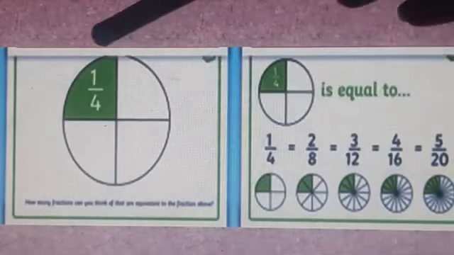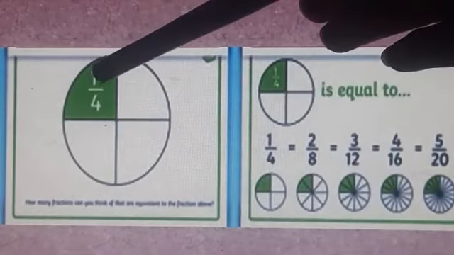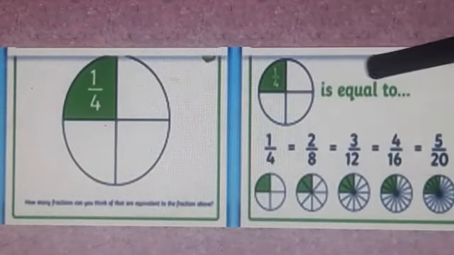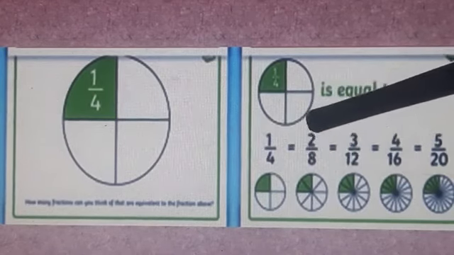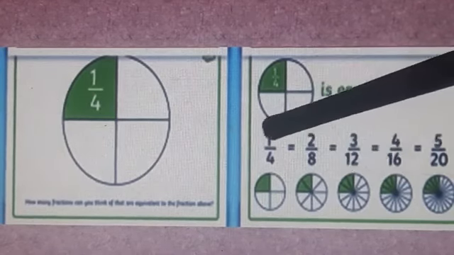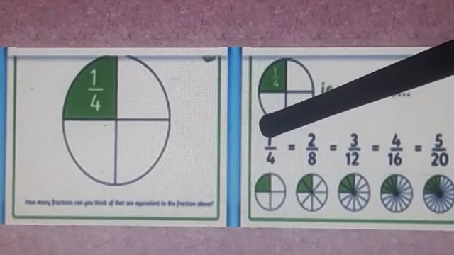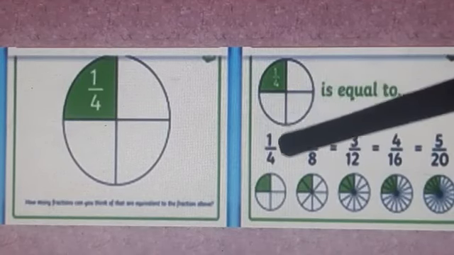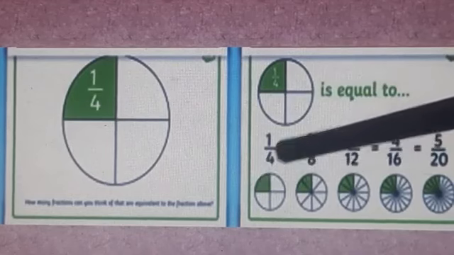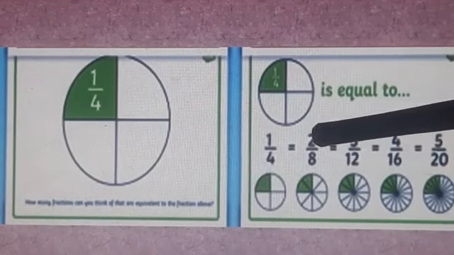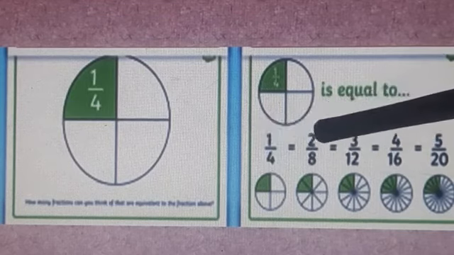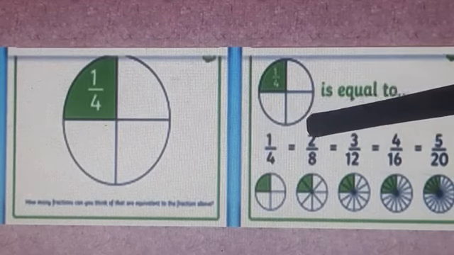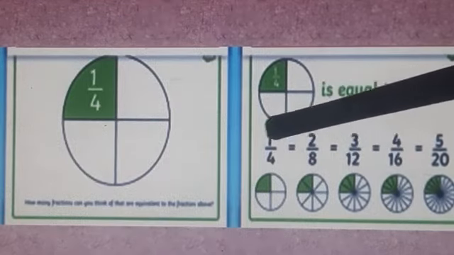The circle is divided into 4 equal parts. 1 part is shaded, so it is 1 upon 4. Now 1 upon 4 is equal to 2 upon 8. Let's check. Numerator of the first fraction will be multiplied by denominator of the second. 8 ones are 8. And denominator of the first will multiply with the numerator of the second. 4 twos are 8. 8 is equal to 8. Yes, equivalent fractions.